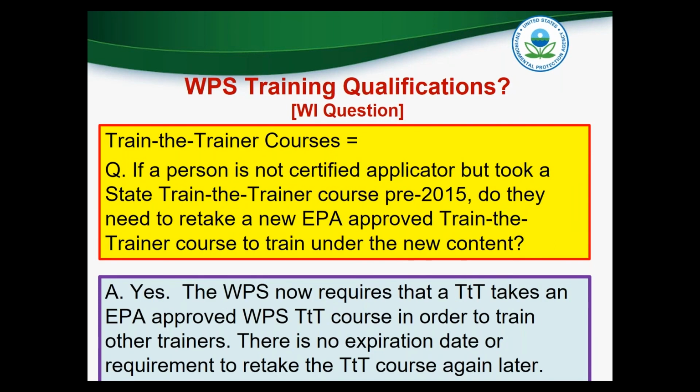Next question. Training qualifications from Wisconsin. The person is not a certified applicator, but took a state train-the-trainer course prior to the revision of the rule. Do they need to retake the new EPA-approved train-the-trainer course to train under the new content? And of course, the answer is yes. The WPS now requires that a train-the-trainer takes an EPA-approved course in order to train other trainers or workers. There's no expiration date for this, however, and there's no requirement that they retake the course later.